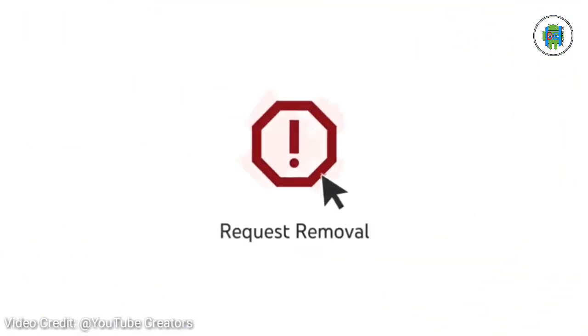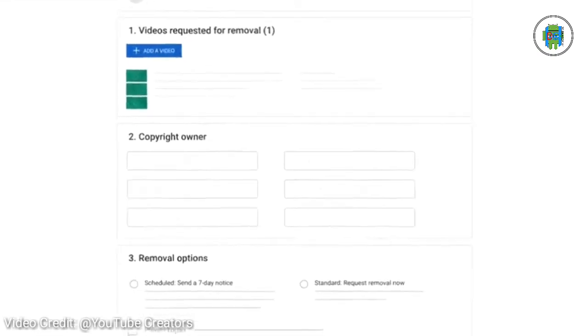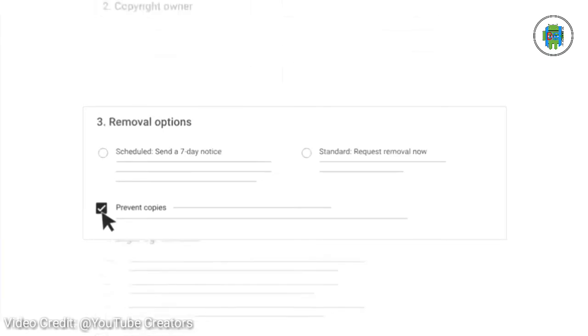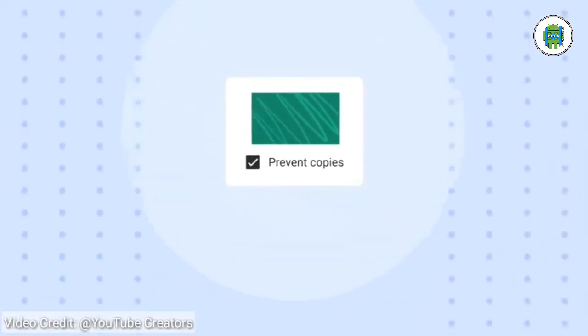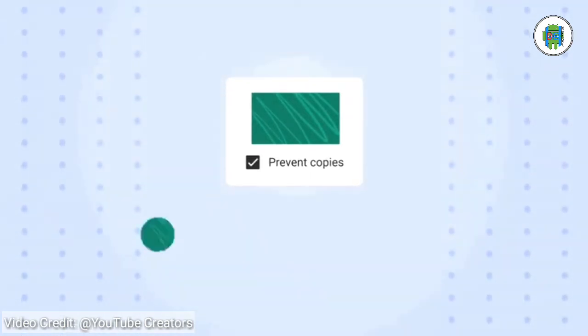Request Removal opens our takedown web form, so you can submit a takedown request for the matching video. There are 2 takedown options: Scheduled, which sends the uploader a 7-day notice, or Standard, which requests immediate removal once the takedown is validated. Note that when you fill out the takedown form, you'll also have the option to automatically prevent copies of your video from being uploaded to YouTube, which means they won't show in the Copyright Match tool as matches, but rather will be automatically prevented from being uploaded in the first place.